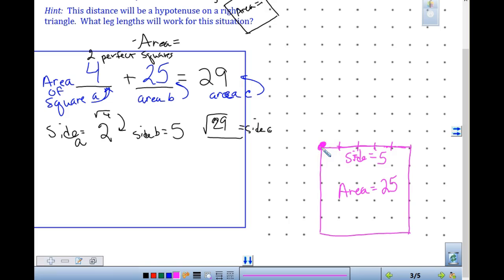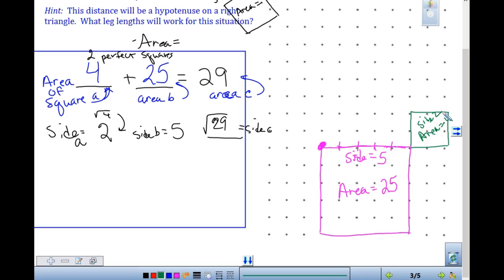And now we're going to draw the other square. It has an area of how much? What's the other square area? 4. Side length of 2. I'm going to draw it here in green. Side length of 2, right? So do you see why I wanted to have 2 spaces over here? Because the side is 2. So this is my area 4 and side 2.